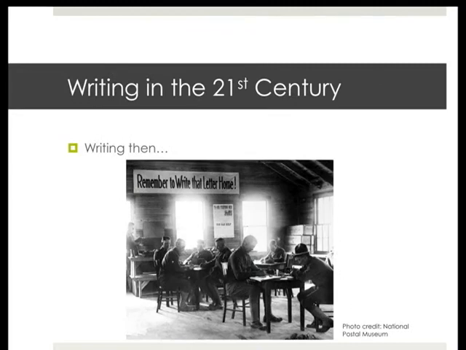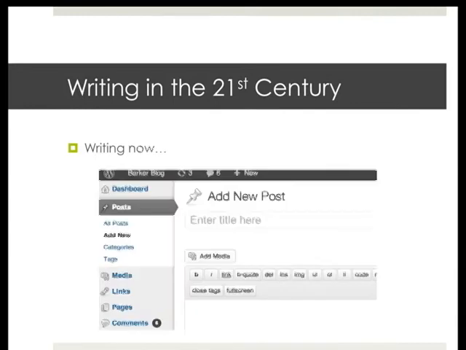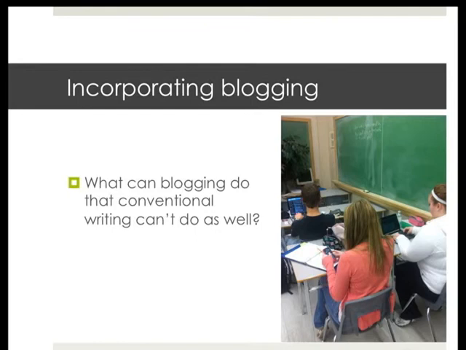The second paper that influenced my move towards blogging was Writing in the 21st Century. This paper really takes a look at historical perceptions of writing and how they've changed over time. Thanks to Web 2.0, there are opportunities for composing all over the place. We've got Facebook, we've got Google Docs, we've got blogging platforms, even national media sites where people can upload comments and descriptions. So when I thought about doing blogging in the classroom, one of the first things I thought about was what can blogging do that conventional writing can't do as well?